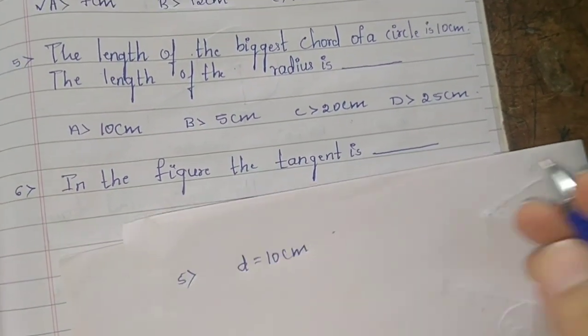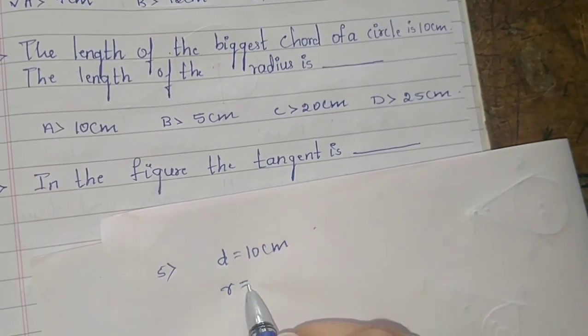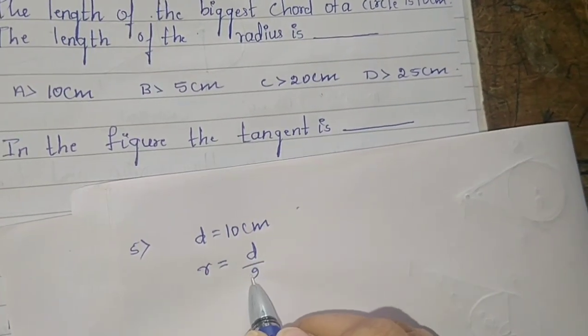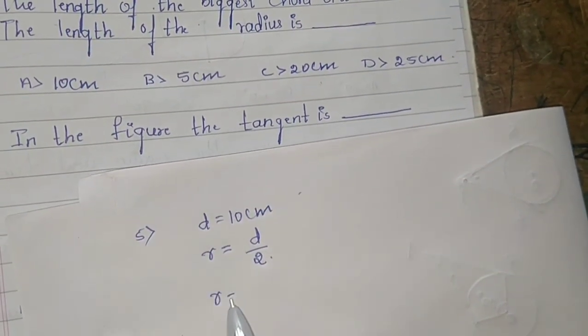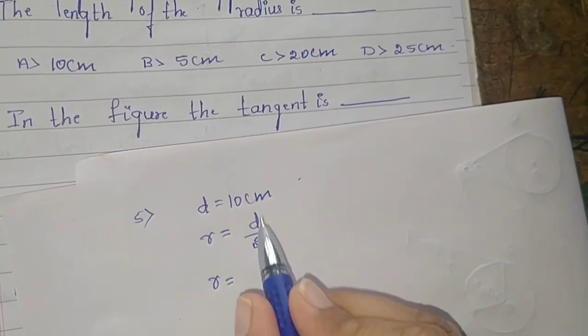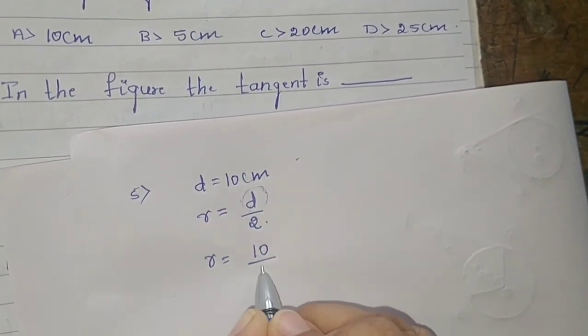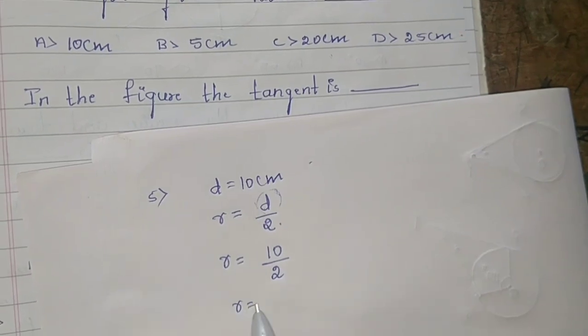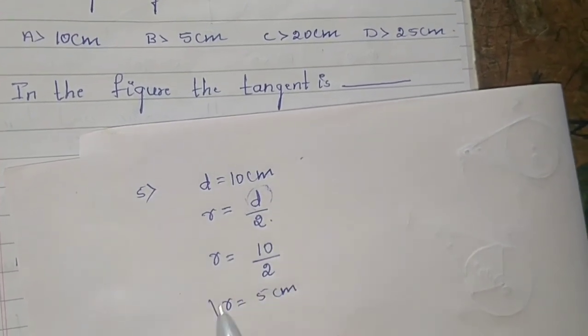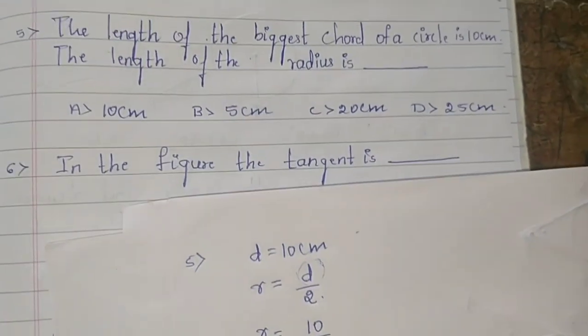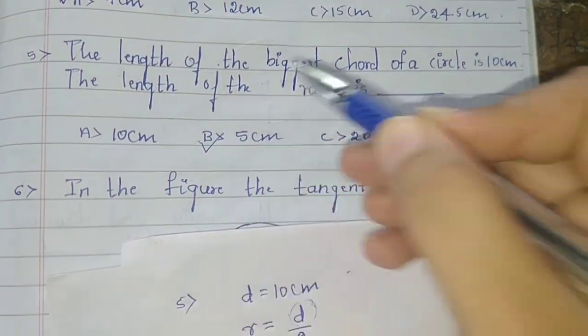We know that radius is nothing but half of the diameter, right? So now you can easily find the length of the radius by substituting the value of d over here, that is 10 divided by 2. So r will be equal to 5 centimeter. So here the correct option is option B.